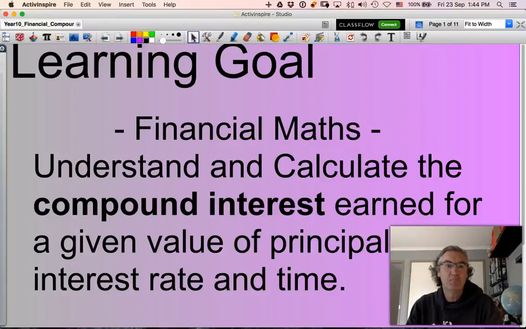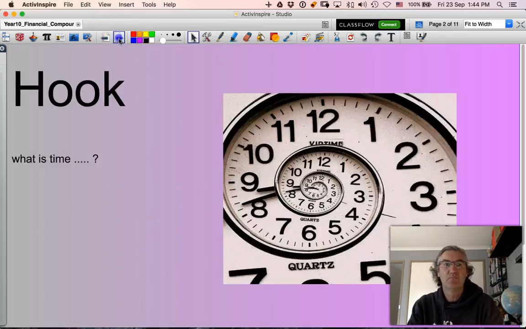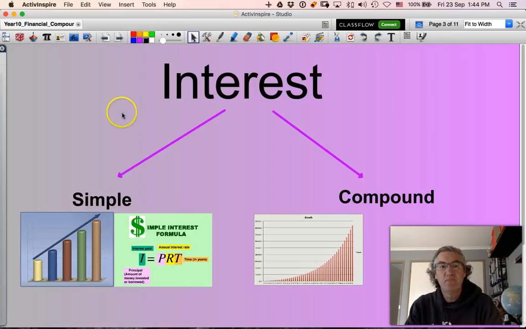Hello and welcome. In this presentation we will be looking at financial maths and in particular how to calculate compound interest. Now, interest can be subdivided into two categories, that of simple interest and that of compound interest.